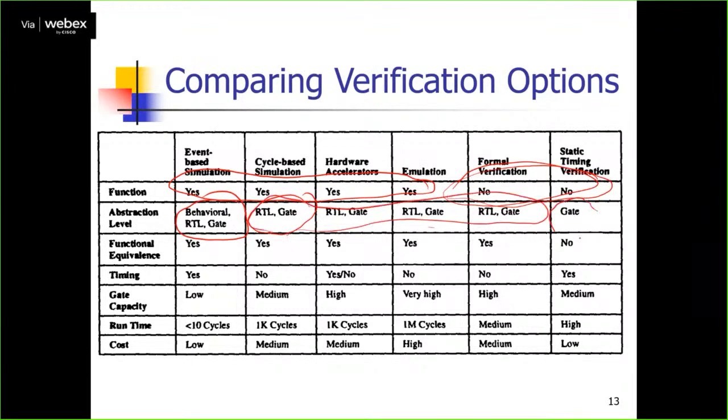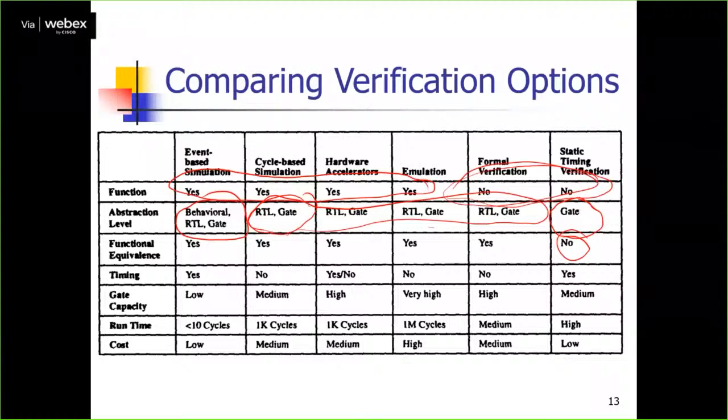But static timing analysis looks more at the gate level, because you look at the timing values presented at each gate. That's why it looks at the gate. The functional equivalence will be presented at all levels, but STA will not check that, because STA does not require it. So it will not check the parameters or the functional equivalence values.